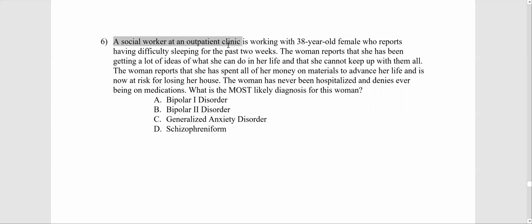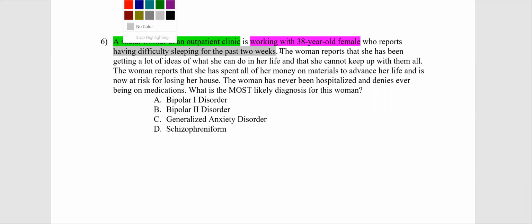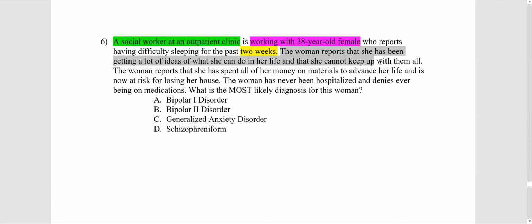We are a social worker in an outpatient clinic. We're working with a 38-year-old female, so that's our client. They're reporting having difficulty sleeping for the past 2 weeks, any length of time. Hop on top of it because it paints the picture of what we're looking at. The woman reports that she's been getting a lot of ideas that she can do in her life and she can't keep up with them all. So, kind of some flight of ideas, not really wanting to follow through or not being able to follow through.